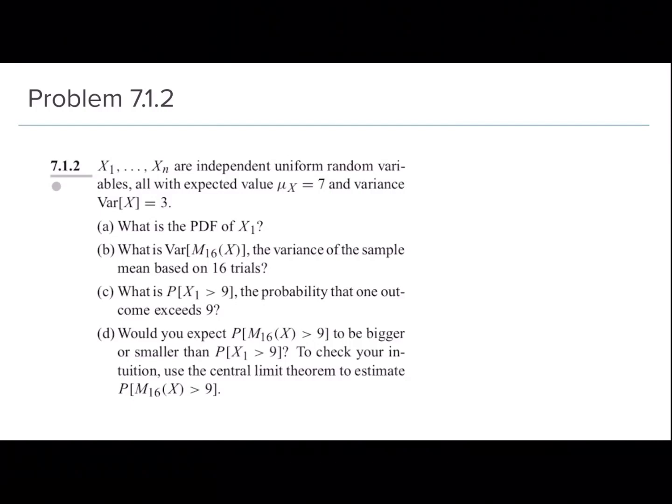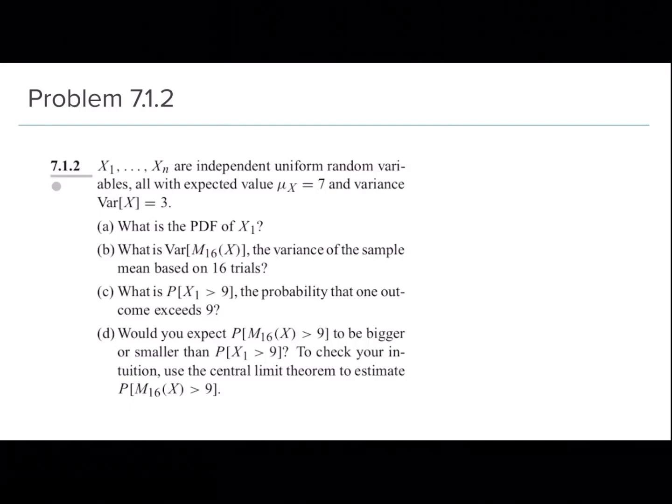Right, so now we'll be moving forward with the next problem, which is problem 7.1.2. The question says X1, X2, ..., Xn are independent uniform random variables, all with expected value mu_X equal to 7 and variance of X equal to 3. The first part says, what is the PDF of X1? The second part says, what is the variance of M16(X), the variance of the sample mean based on 16 trials?